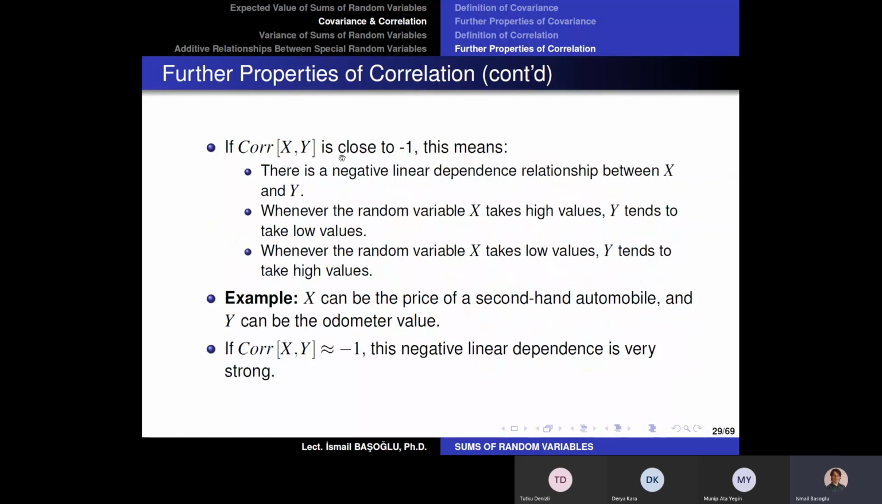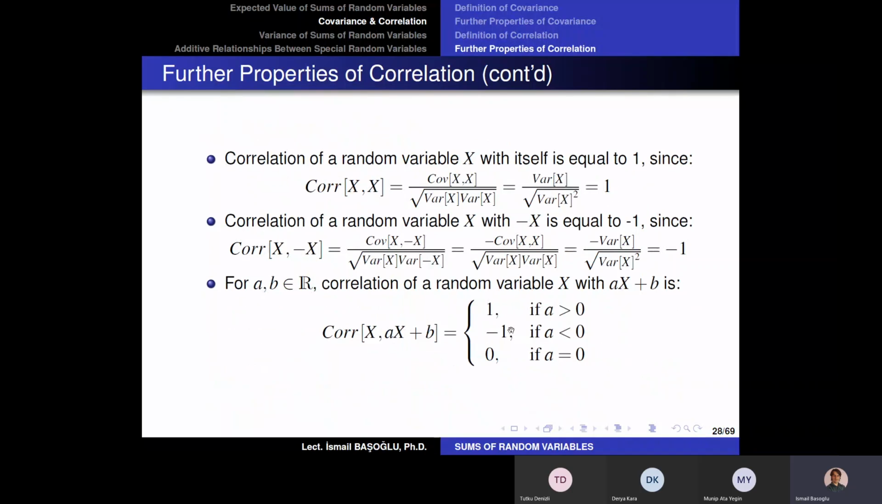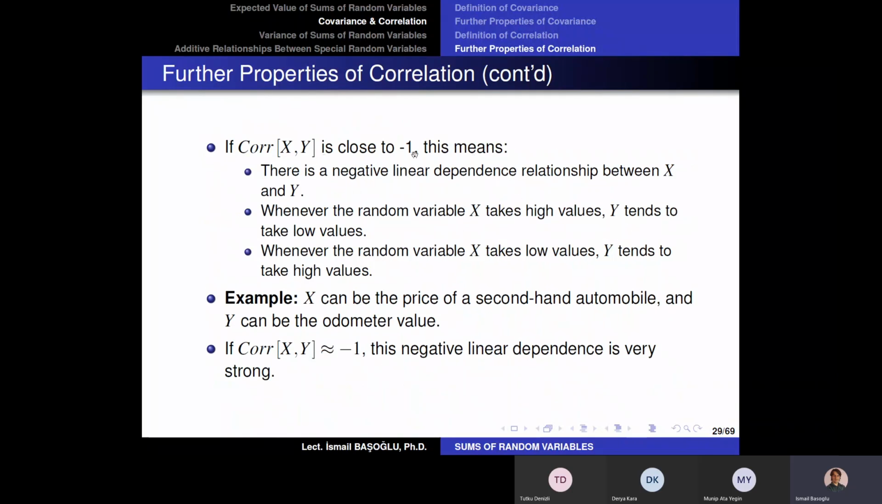So the correlation can be any real value between -1 and 1. If the correlation between x and y is close to -1, this means there is a negative linear dependence relationship between x and y. So you see this is a linear relationship, but we can see that linear relationship when the correlation is exactly -1 or 1.